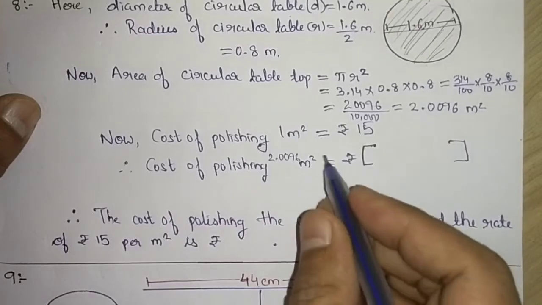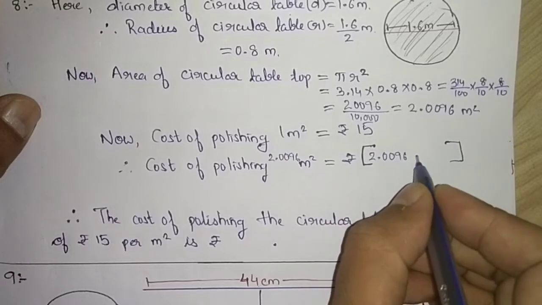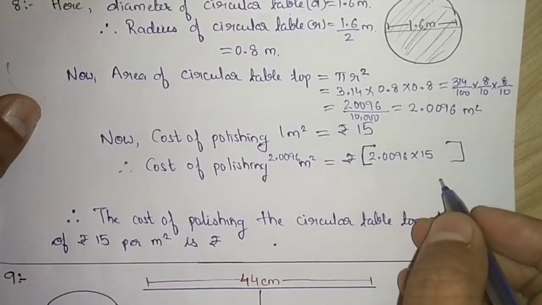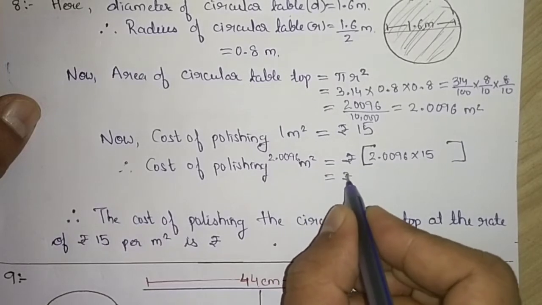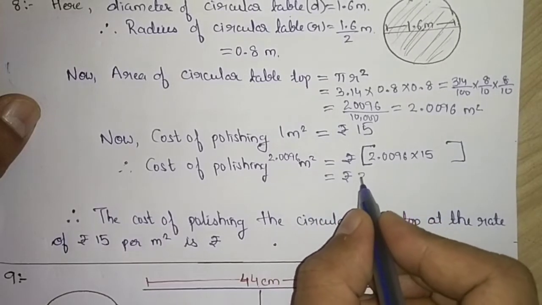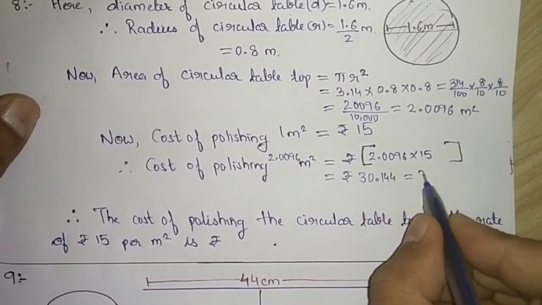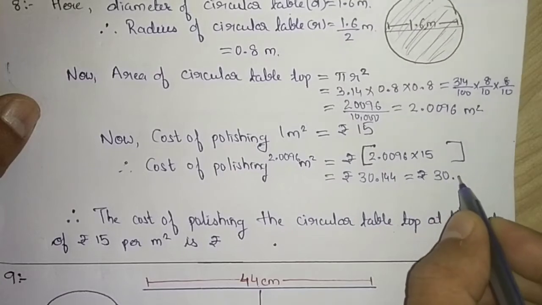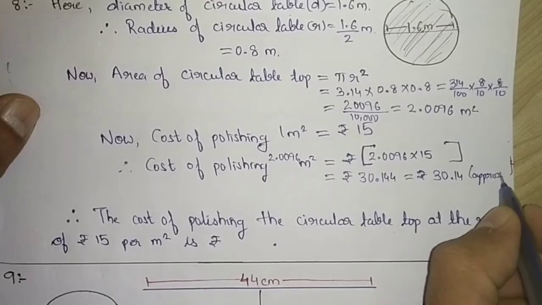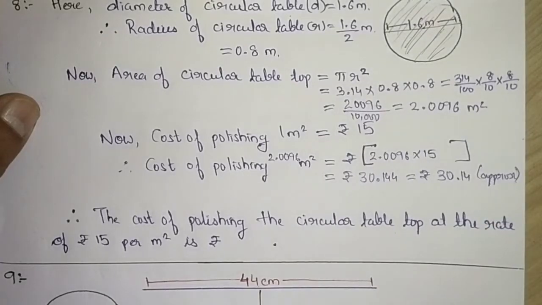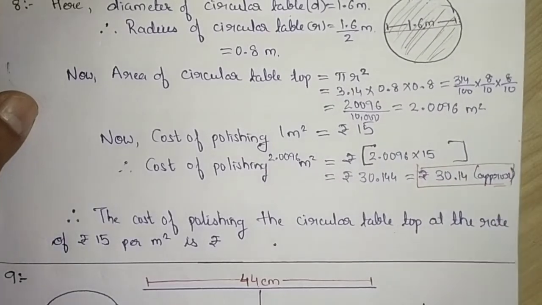2.0096. We will cross multiply it. 2.0096 into 15. When you calculate, you will get the answer as rupees 30.144, which I can write as rupees 30.14, or 30 also, approximate, but we are supposed to write the approximate value. So this is how we can solve question number 8.